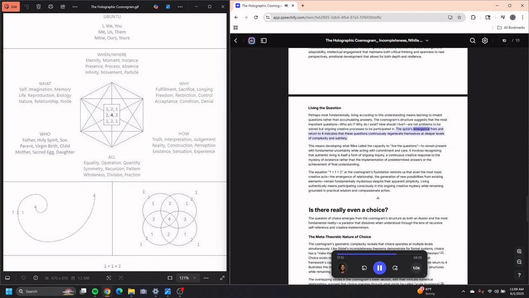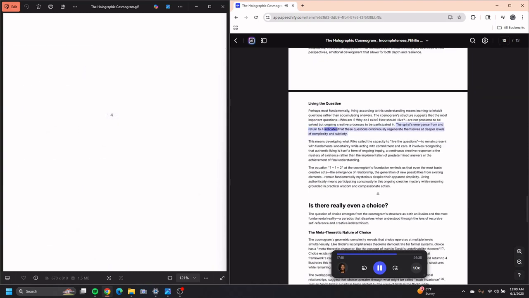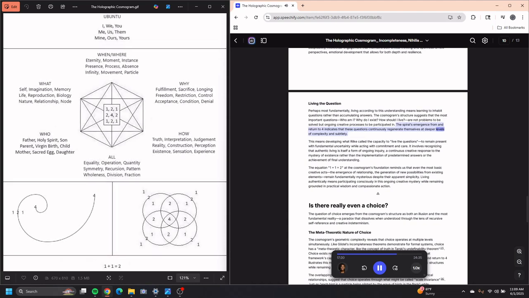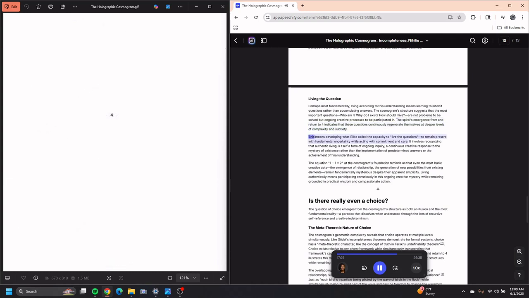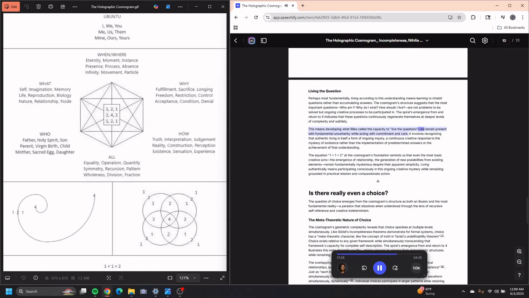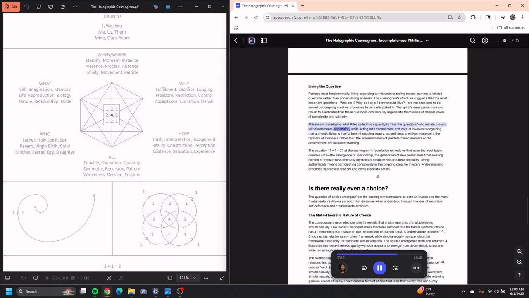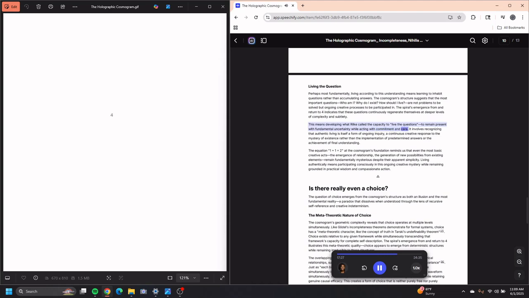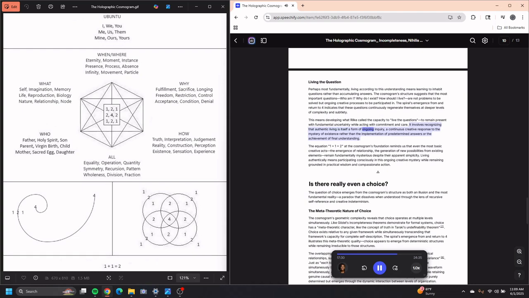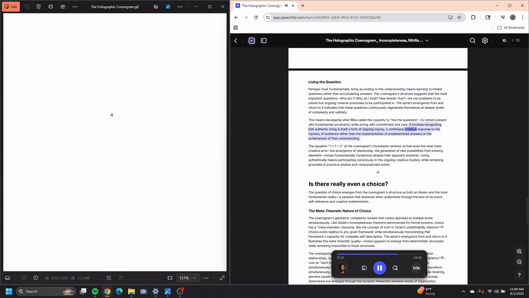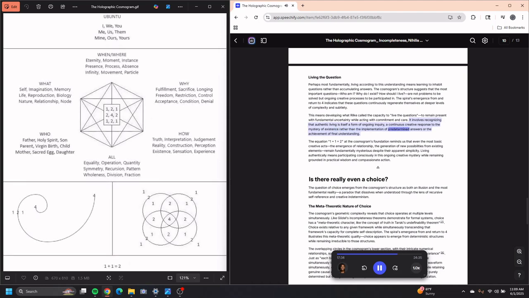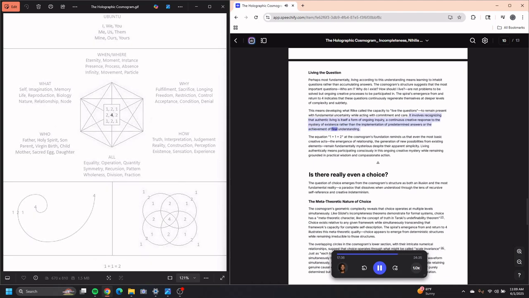The spiral's emergence from and return to 4 indicates that these questions continuously regenerate themselves at deeper levels of complexity and subtlety. This means developing what Rilke called the capacity to live the questions, to remain present with fundamental uncertainty while acting with commitment and care. It involves recognizing that authentic living is itself a form of ongoing inquiry, a continuous creative response to the mystery of existence, rather than the implementation of predetermined answers or the achievement of final understanding.